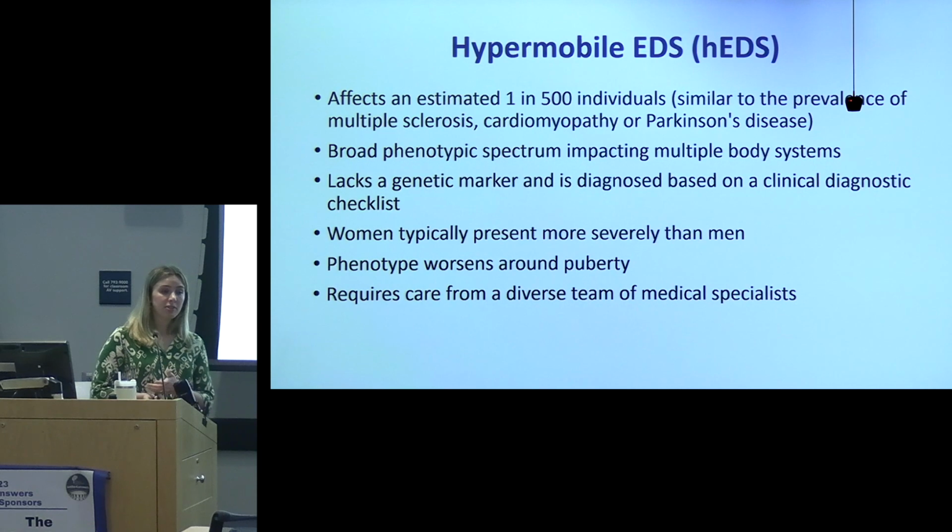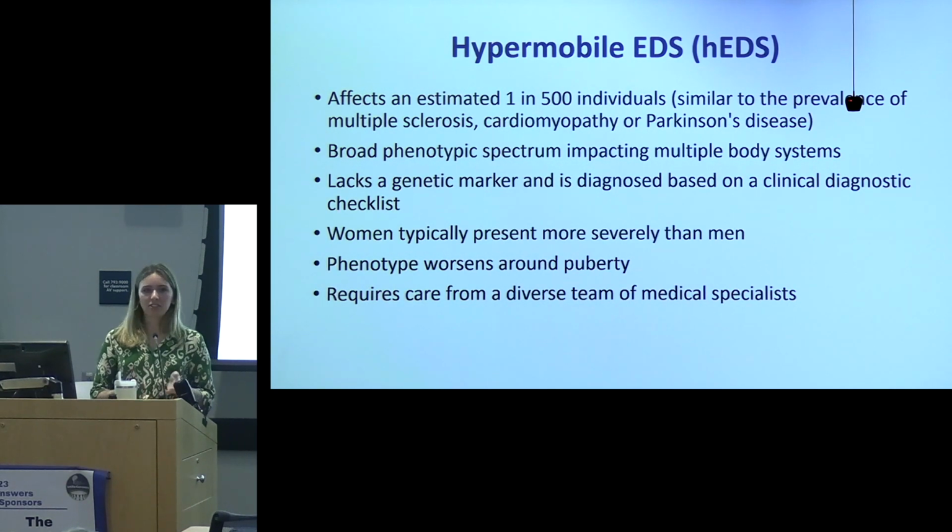So one of the big issues is that we don't have that genetic test, right? So there are these delays in diagnosis. It's estimated to be about 14 years. We see that women with HEDS tend to present more severely or are more likely to be diagnosed, and the phenotype tends to worsen around puberty. So you hear a lot of patients saying that, maybe when they were in middle school or high school, they suddenly had these symptoms that they were dealing with, but they weren't diagnosed yet. They were probably diagnosed 10 or more years later.